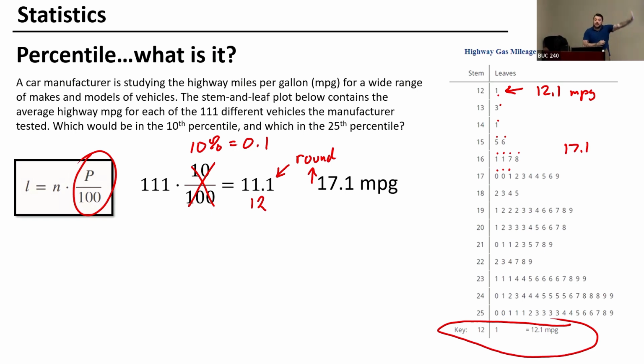Count the data on the left side. You don't count this side here. Remember, that's your main number. All the data values are on the other side, okay, of the line on a stem and leaf. Everybody understand why that 10% became 0.1? Okay, good.